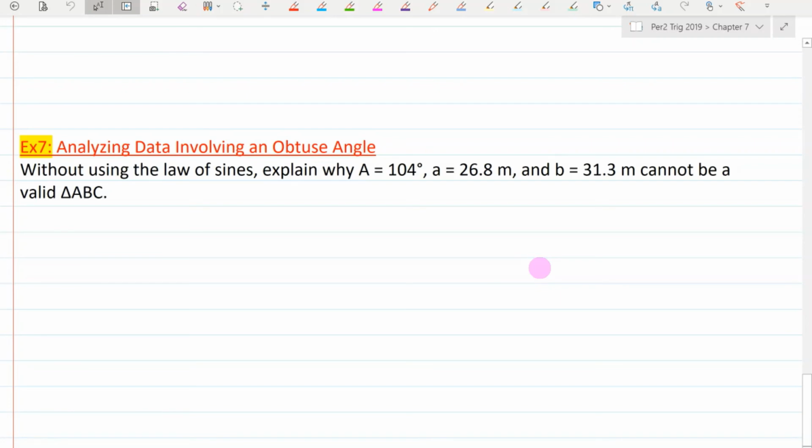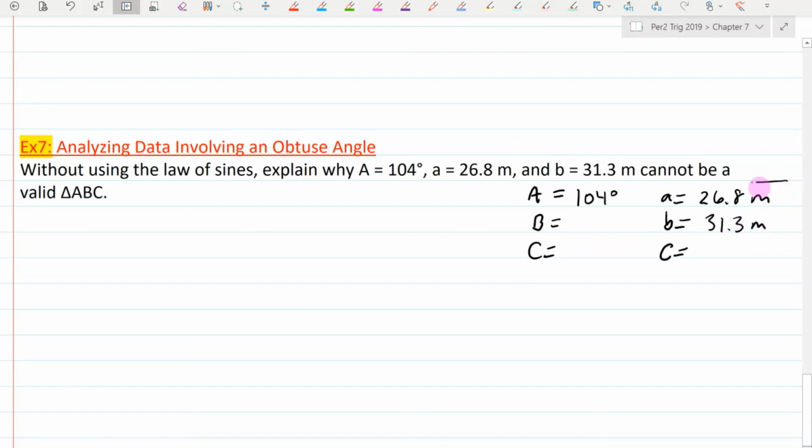And so this is a way that you can sometimes know whether or not you're going to have a triangle before you do the work. So if we wrote down A, B, C for the angles, and A, B, C for the sides. So this is 104 degrees for A. That's 26.8 meters, and B is 31.3 meters.